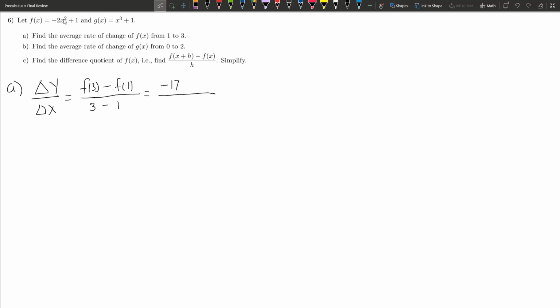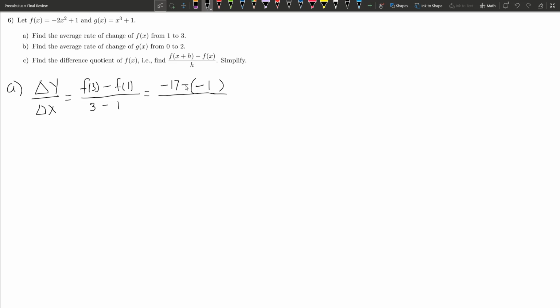F of 1. So 1 squared... Oh, you know what? That's where I made my mistake. Minus, open a parentheses. We're going to put the other number inside of that parentheses here, because minusing whatever here could change the sign of it, at least visually. So if we put in this 1 right into that x, 1 squared is 1. 1 times negative 2 is negative 2. Negative 2 plus 1 is negative 1.